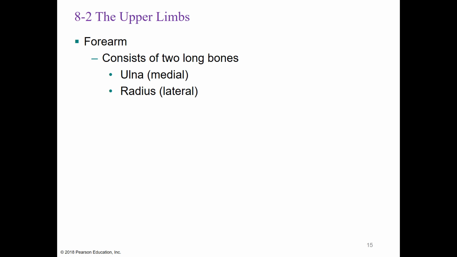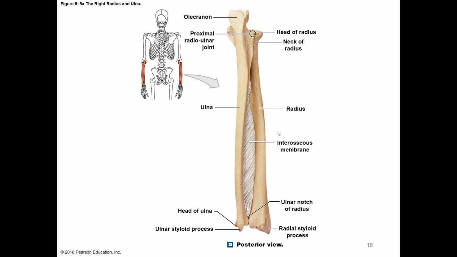So the forearm consists of two long bones, the ulna, which is medial. Remember, in anatomical position, your palms would be facing forward. So the ulna is closest to your body and lines up with your pinky. And the radius, if you're in anatomical position, would be lateral, or furthest away from your core. And the radius is going to line up with the thumb. So here are the bones of the forearm, the radius here and the ulna here.